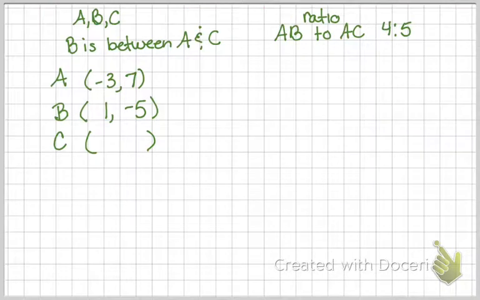Okay, here's our last one that I'll do. This one's one of the most missed. This ratio is 4:5. So we have A, B, and C. B's between A and C. We're given A and B, so we know the midpoint. We don't know the other endpoint.